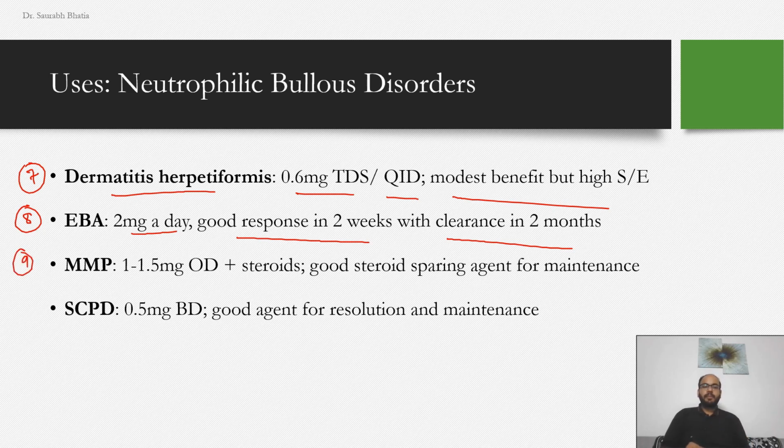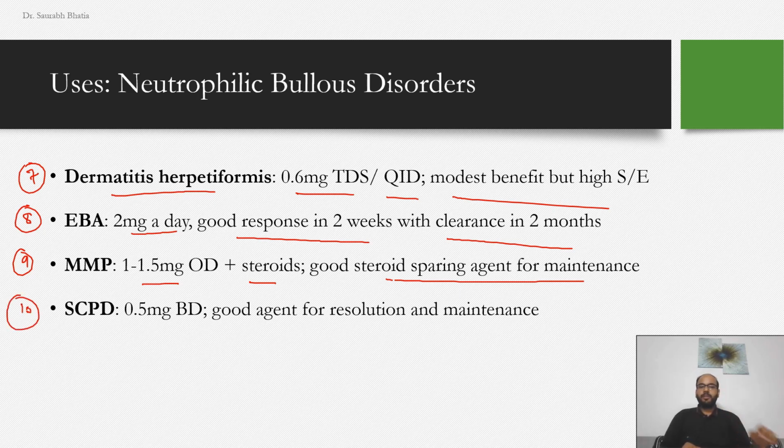Ninth is mucous membrane pemphigoid, in which the dose is 1 to 1.5 milligram per day, along with steroids. It's a good drug to act as a steroid sparing agent for maintenance. Now, in MMP, what essentially happens is there's increased scarring, there's increased inflammation. So, it's a good idea to start with a good amount of steroids, an effective dose of steroids. You control the disease and then keep it controlled by using colchicine. Clear? That is how you're supposed to act if you want to control a severe disease. You give steroids, make it controllable, maintain on colchicine. Okay.